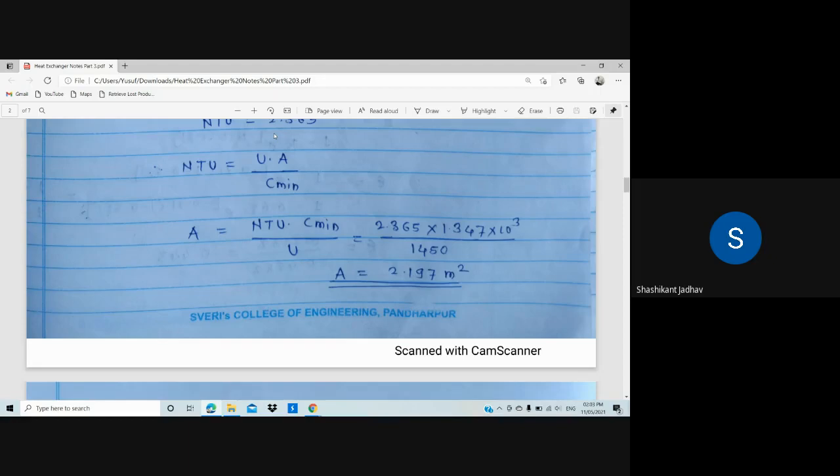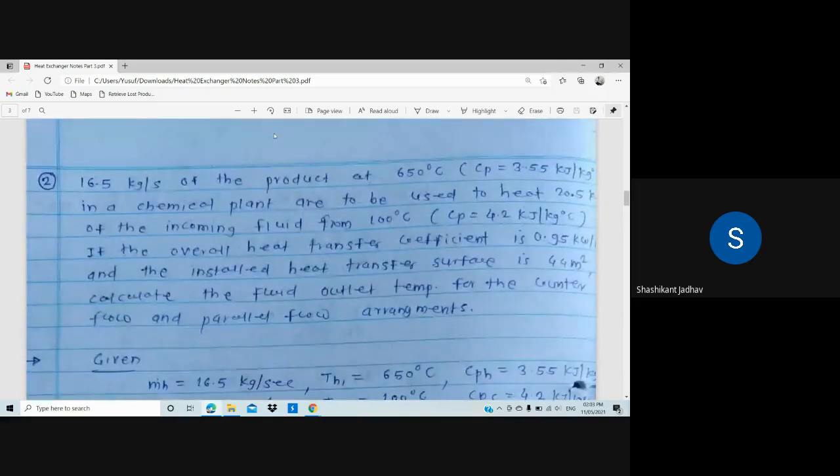So all of you write down the second problem. 16.5 kg per second of the product at 650 degrees Celsius.